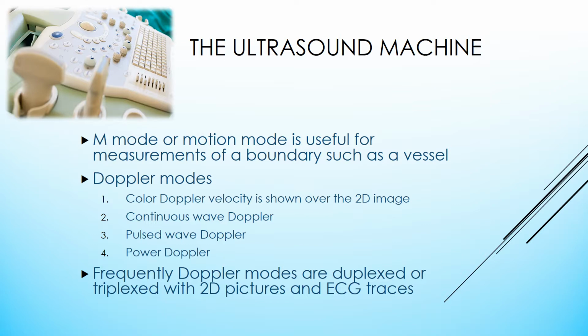Power Doppler is used for low flow and small vessels. Now, unlike color Doppler, it does not show the direction, it looks at the amplitude of flow. This is used for vascular emergency and testicular torsion. Frequently, Doppler modes are duplexed or triplexed with 2D pictures and EKG traces.